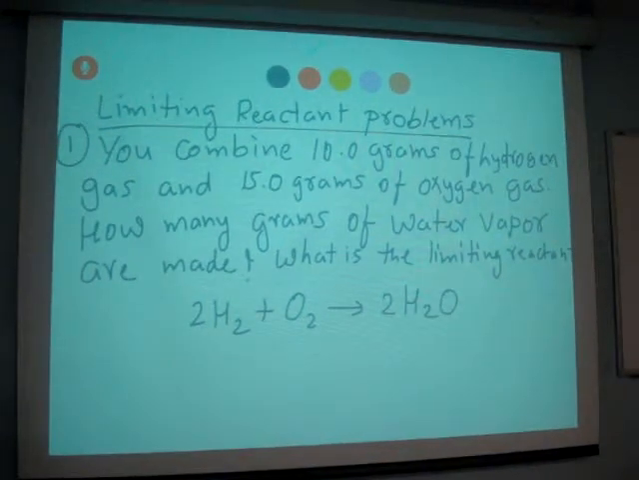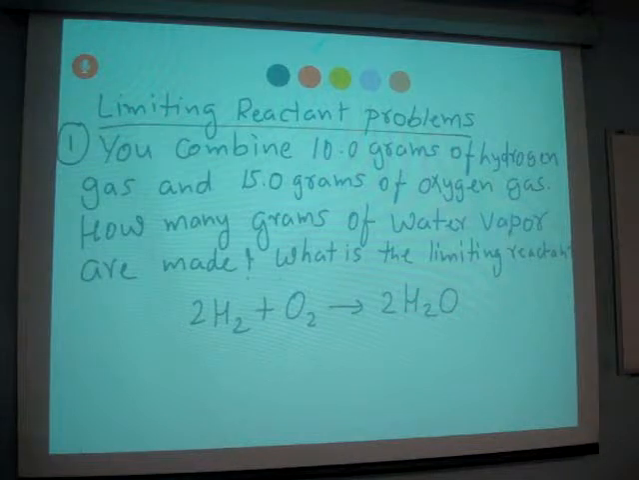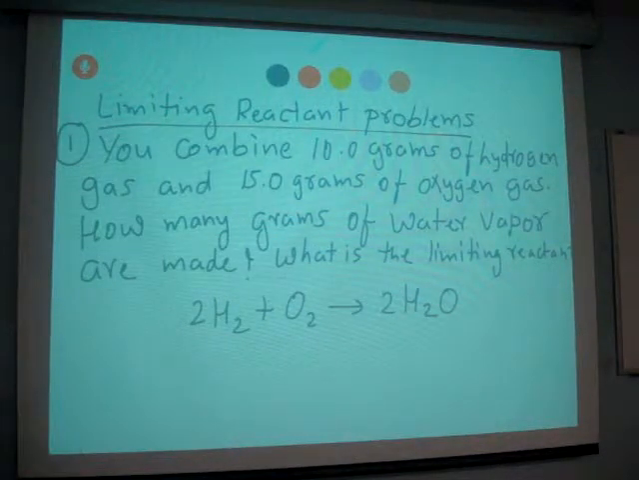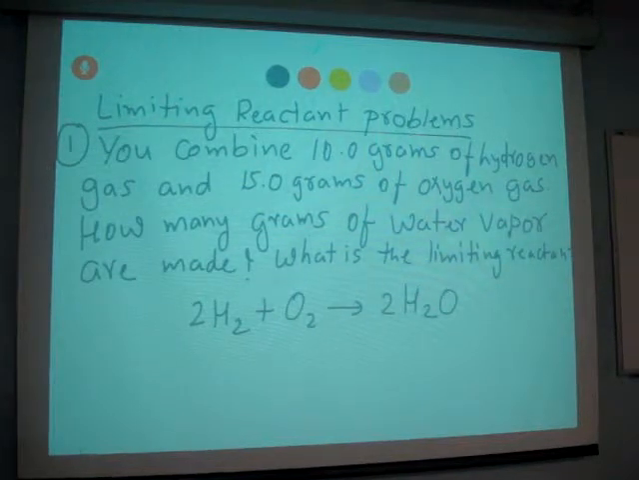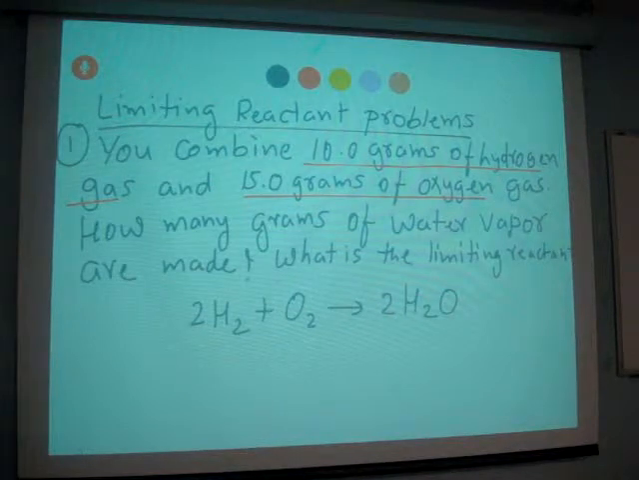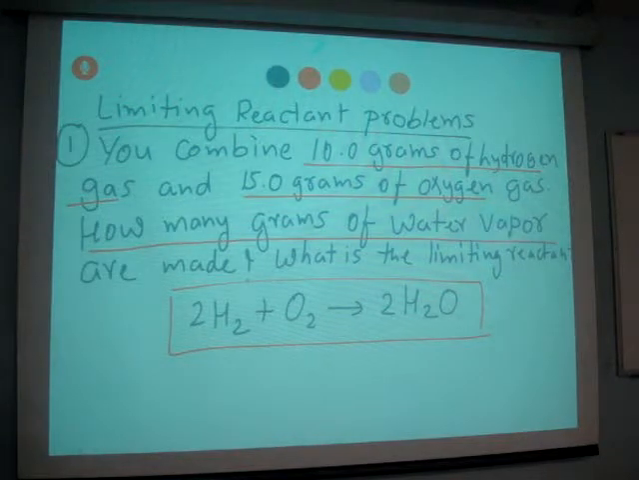So this is a limiting reactant problem. When you combine 10 grams of hydrogen gas and 15 grams of oxygen gas, here is the equation: 2 moles of H2 plus 1 mole of O2 gives 2 moles of H2O. Now we need to find how many grams of water vapor are made and what the limiting reactant is.